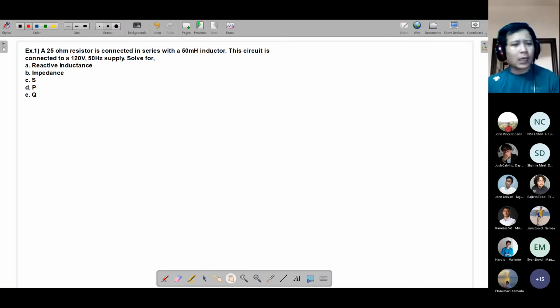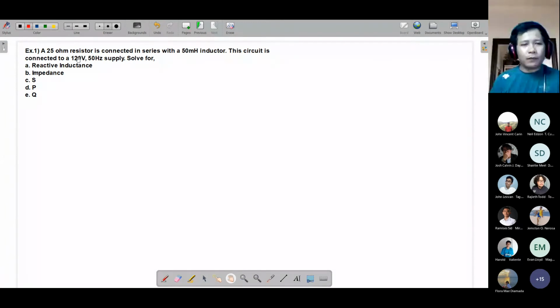So recall mo ha, milli, micro, nano, pico, femto, okay? Milli is times 10 to the negative 3. Micro is times 10 to the negative 6. Nano is times 10 to the negative 9. Pico is times 10 to the negative 12. Femto is times 10 to the negative 15. Dili na nako padayonon kay usually milli ug micro ra man. So i-recall ninyo ang mga prefix ha.